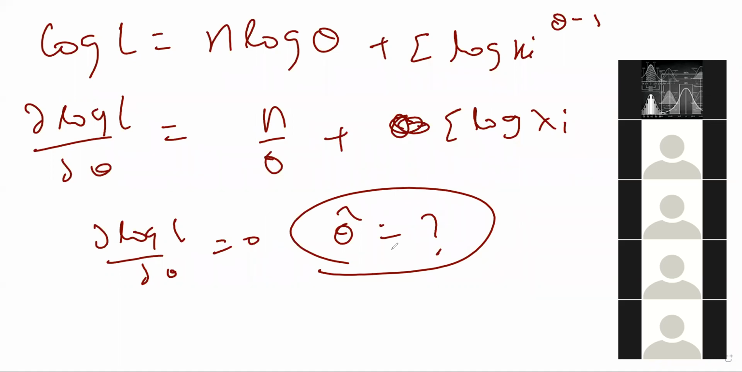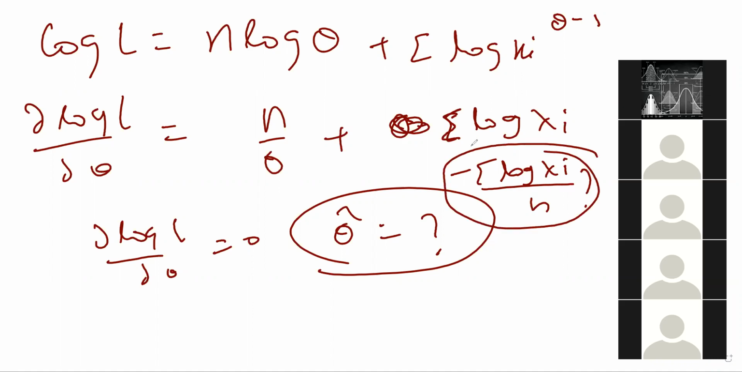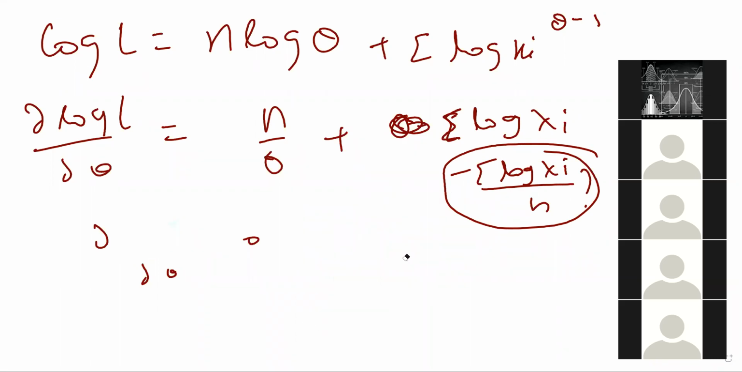Theta is minus summation log xi by n. Is it right? Okay. This is a simple calculation. It should be the reciprocal of this. Okay, the reciprocal will come.